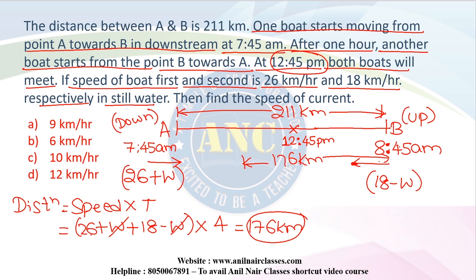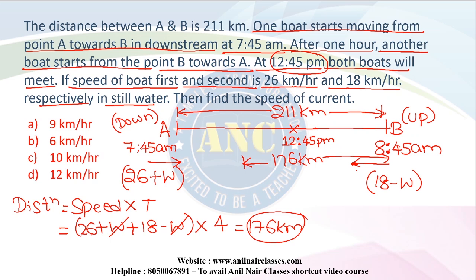So this is given as first boat is starting at 7:45 a.m. Second boat is starting at 8:45 a.m. That means from 7:45 a.m. to 8:45 a.m. the first boat is traveling alone. For how much time is it traveling alone? It is traveling alone for a time of 1 hour.